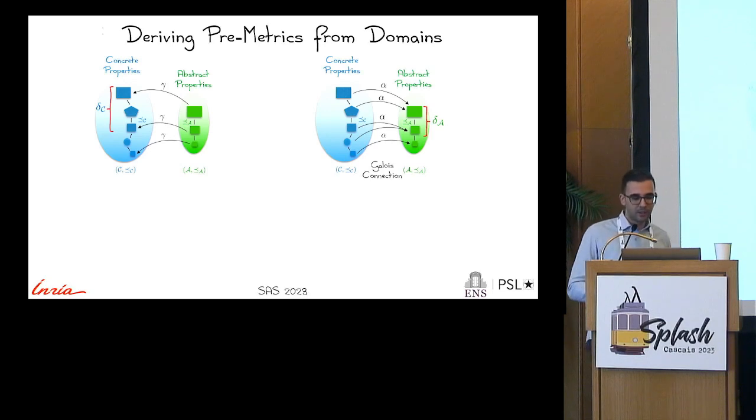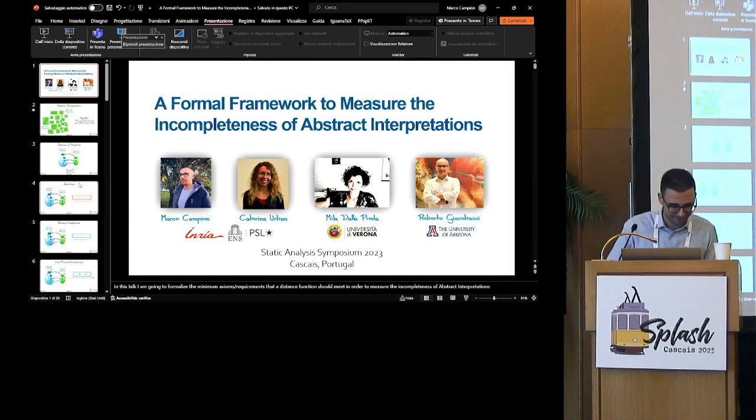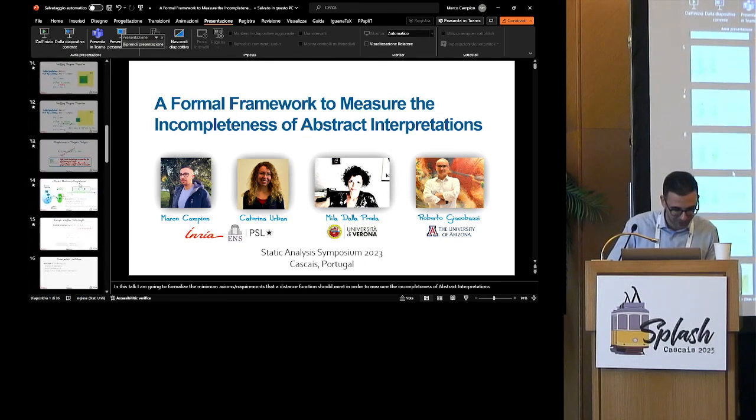So now we can use the structure of pre-metrics to also derive pre-metrics between domains. Suppose that the concrete properties and abstract properties share a concretization function. Oops, sorry. Let's stop the presentation.